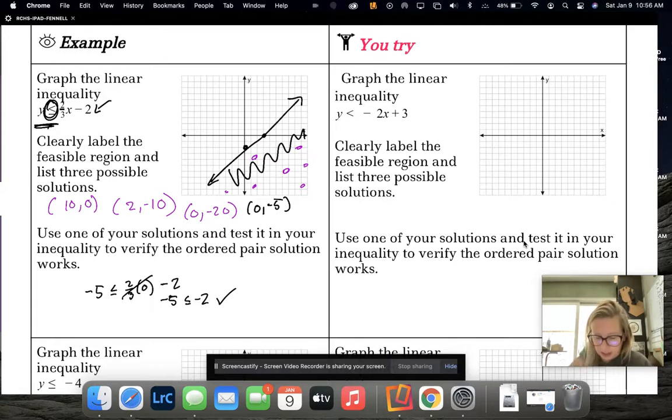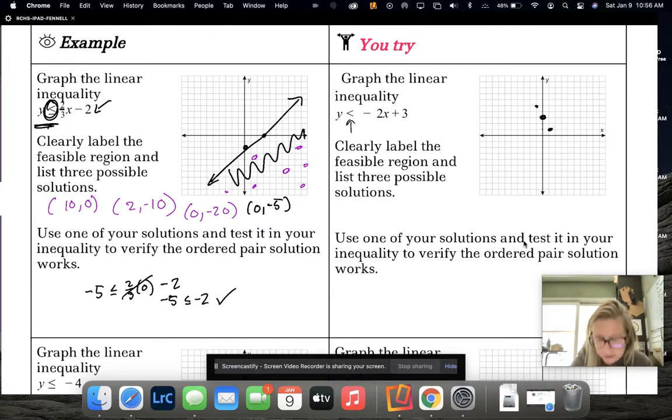Okay, you give this next one a try. All right, we're going to start by plotting our y-intercept of 3, 1, 2, and 3. Plot my point. And then my slope is -2, so I'm going to go down 2 and to the right 1. Again, one of your directions needs to be negative. We could also go up 2 and to the left 1. That would be the same.